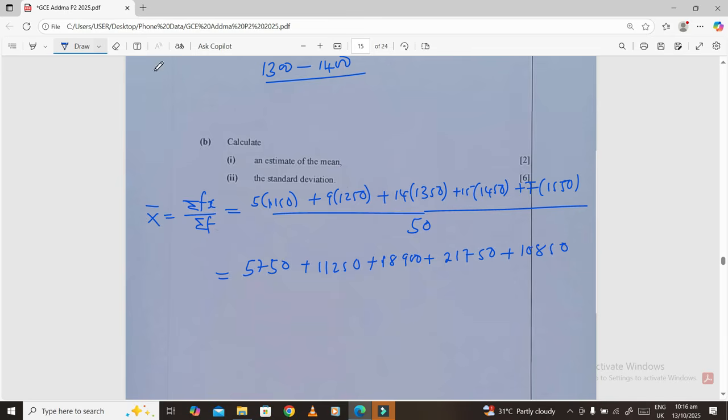So now you say everything over 50, and of course here when we divide by 50, let me go through so that we don't make a mistake. Hopefully you are also solving where you are. So this is giving me 6850.